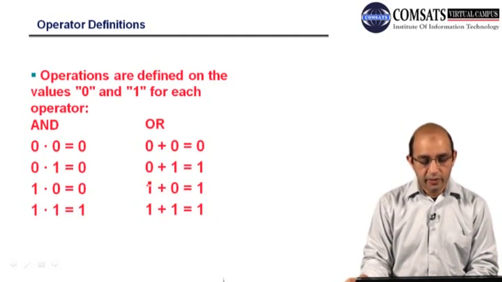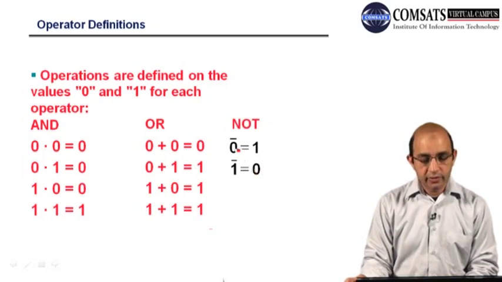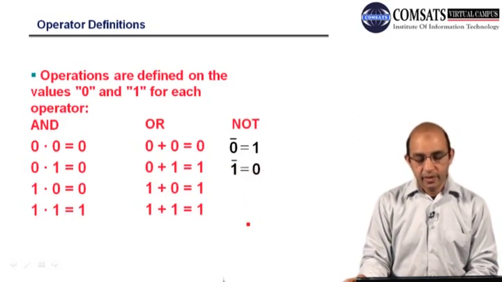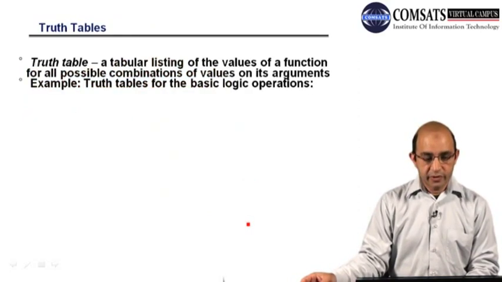So this is the OR. Whenever we have a 1, we will get 1 as a result, and in case you have both 1, we will always have 1. And then we have the NOT. If you have a 0 and you take its complement, then you will get 1, or if you have a 1 and you take its complement, you will get 0. So this is the inverting input. These are the definitions of these operators.